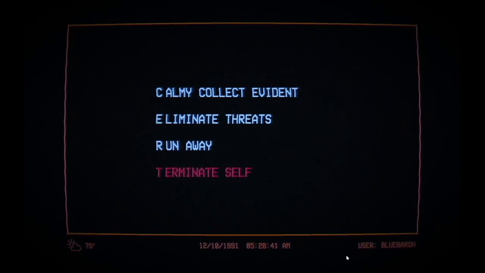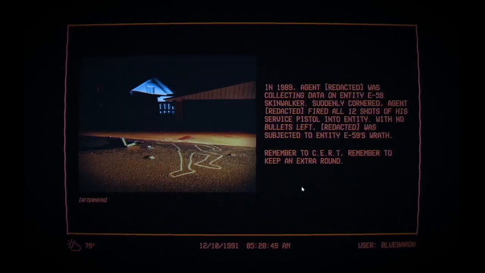Let us look at an example, where an agent didn't follow the principles of CERT. In 1989, Agent Redacted was collecting data on Entity E-59 Skinwalker. Suddenly cornered, Agent Redacted fired all 12 shots of his service pistol into Entity. With no bullets left, Redacted was subjected to Entity E-59's wrath. Remember to CERT, remember to keep an extra round.